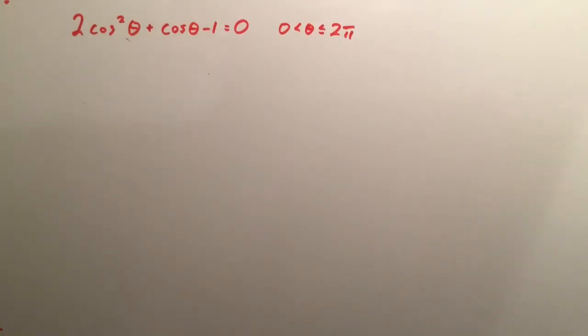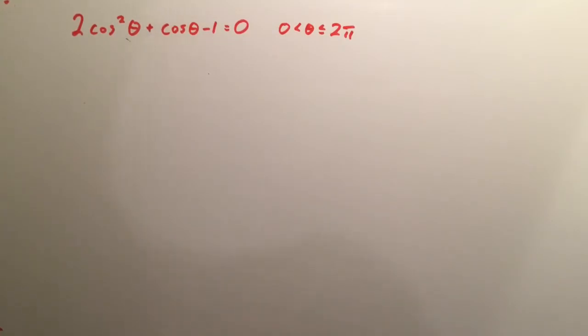Okay, today we're going to be solving quadratic trig equations. Have a look at this one: 2 cos squared theta plus cos theta minus 1 equals 0. Now, because of this composition of functions where you have a cosine function wrapped up inside of a quadratic, it can make it look really complicated.